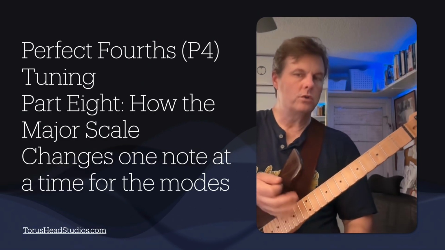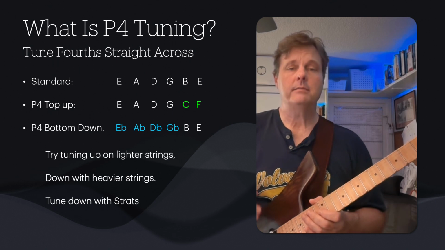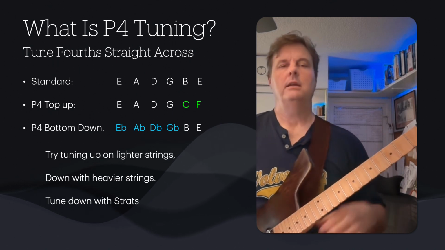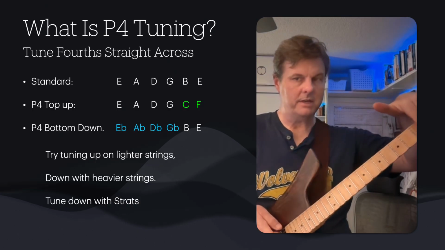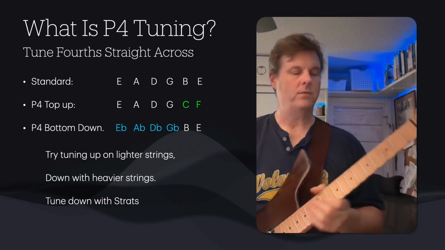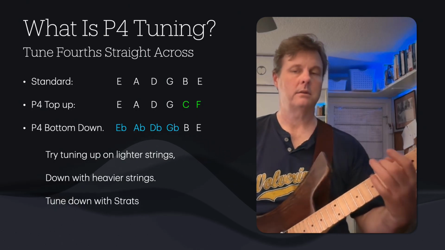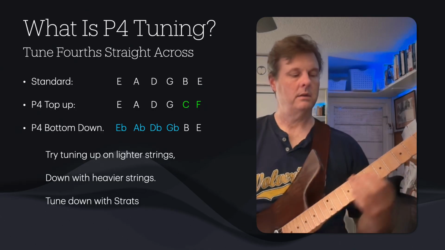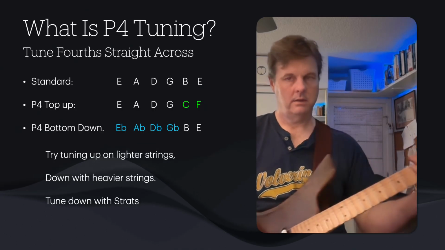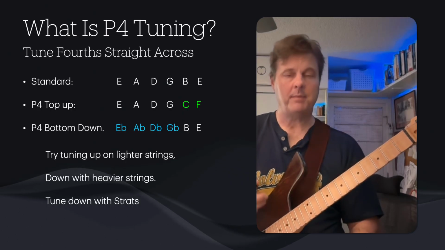I just want to show the relationships on the guitar. We're in perfect fourths tuning on this channel. I'm tuning this guitar with the normally B and E strings tuned a half step up, so P4 top up. So we tune at the fifth fret all the way across. Okay, so that's the tuning, perfect fourth top up.